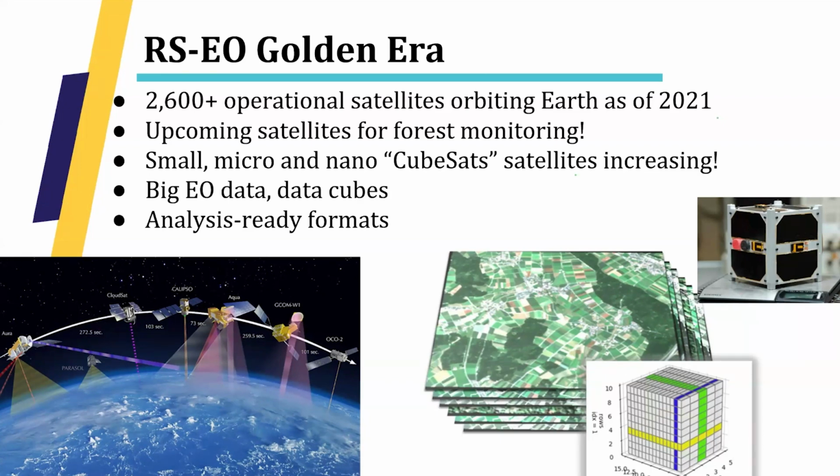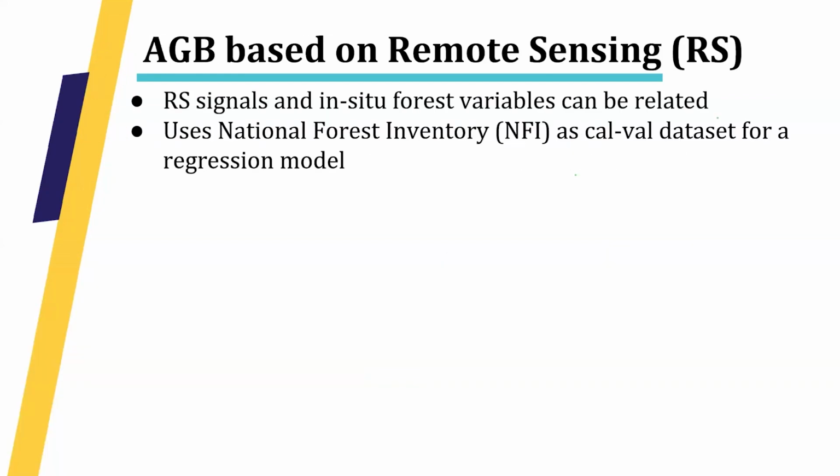So you can see it on this. It's more like time series EO data, differentiated, of course, spatially, temporally, also spectrally. So yeah. Okay, so AGB or carbon mapping based on remote sensing.